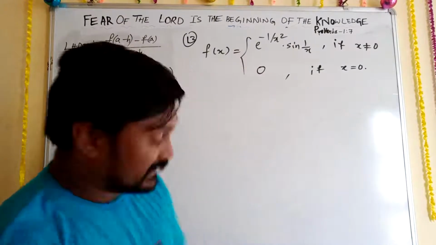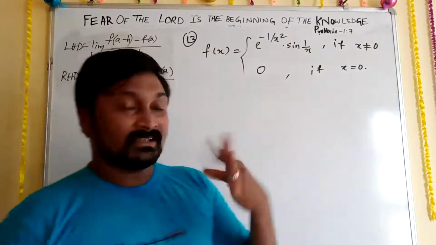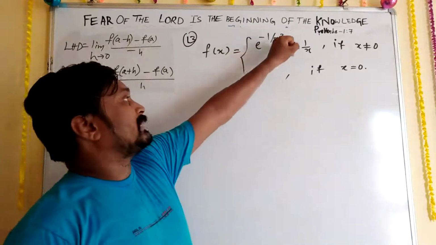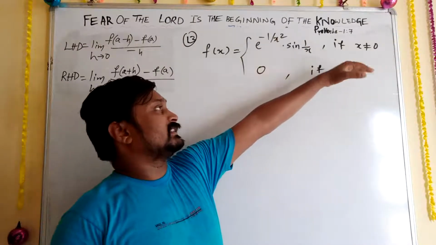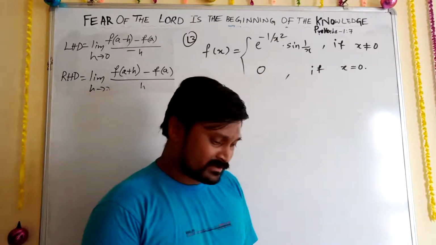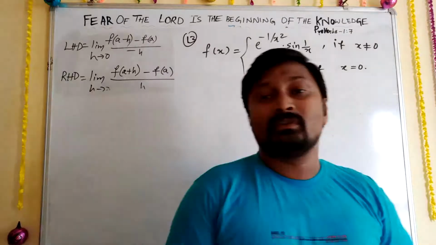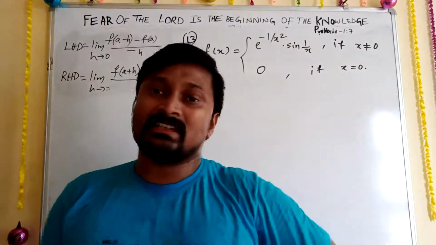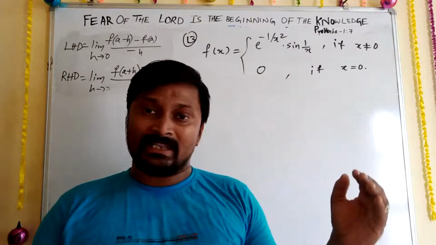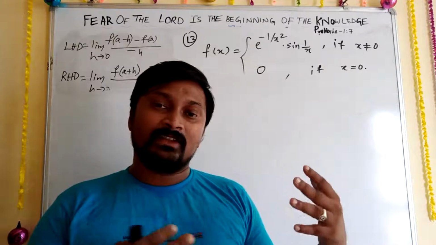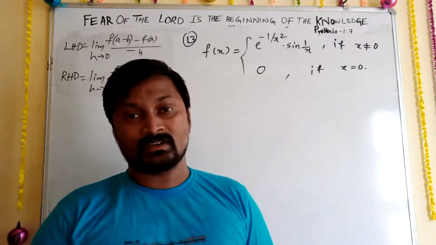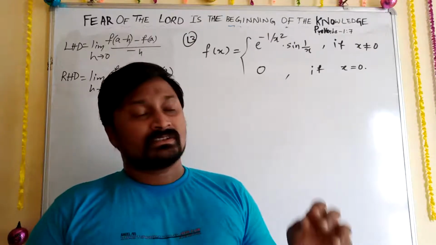Now we will start our class. This 13th one: f of x is equal to e to the power of minus 1 upon x square into sine x if x is not equal to 0, and 0 if x is equal to 0. Actually, one definition I missed telling you all. What does differentiable mean? If it is differentiable for all the values of the domain, then we can say that it is differentiable. What is differentiable?